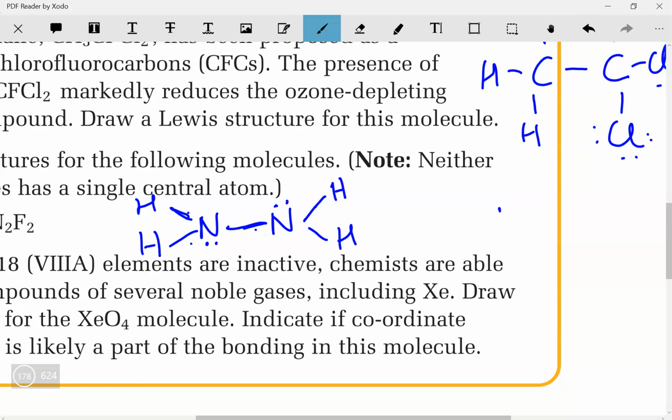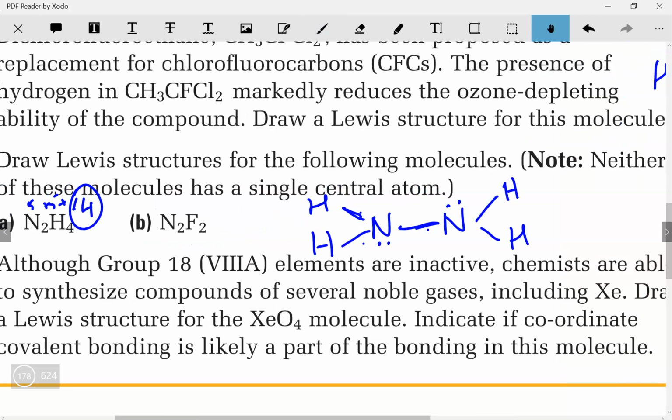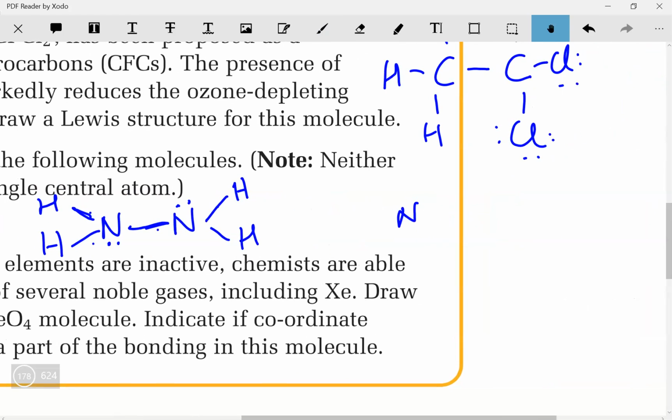N2F2, it's even more complicated. N2F2, that's 7 times 2 is 14, 5 times 2 is 10, 24 electrons. So N, N, F, F. Note that the shape will kind of be double. So each central atom, both the nitrogens are technically quote-unquote central atoms. So this will be a trigonal pyramidal geometry for both of them. So it kind of looks weird, but yeah.